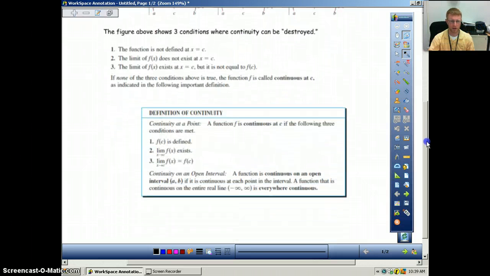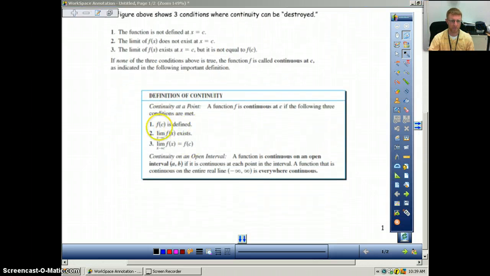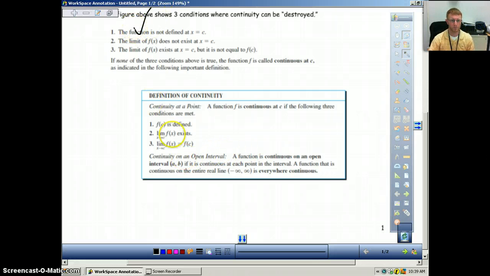Okay, we have the definition of continuity. We just talked about this. f of c has to be defined, the limit has to exist, and as x approaches c, the limit has to equal f of c. Keep in mind that even if one of them is true, that doesn't mean the function is continuous. It has to be all three of them, okay? So that's pretty much the idea.